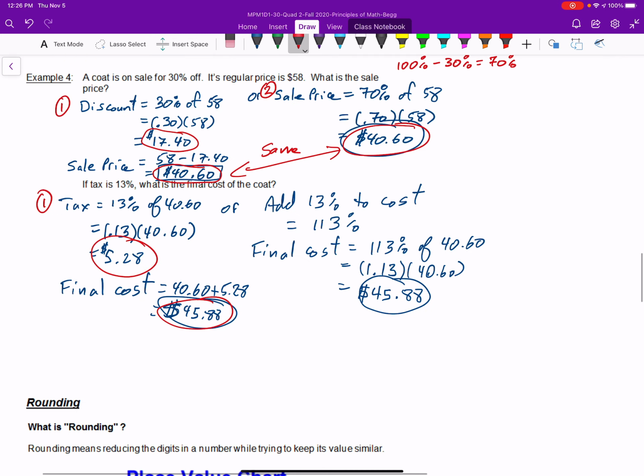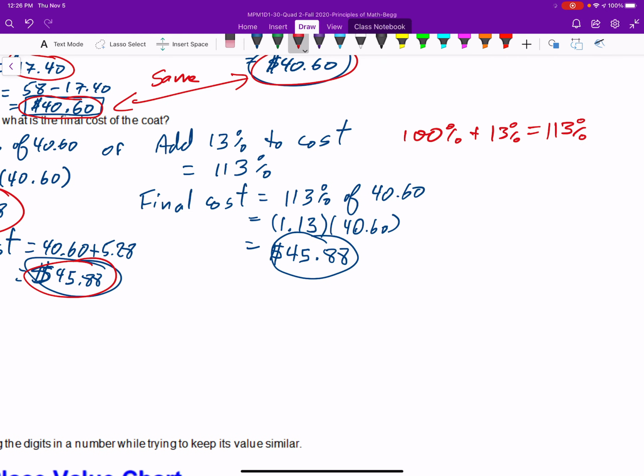Or I could add 13% to the cost. So 13% to the cost means if I take 100% and add the 13% tax, 100% is the cost of the coat, add 13% tax, that means I'm going to have to pay 113% of the cost of the coat when I've got the tax added on. Then I could change 113% to a decimal, which you can see there is 1.13. And we multiply that times $40.60, and again we get $45.88. And again, those are the same.